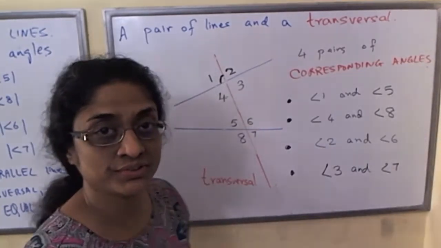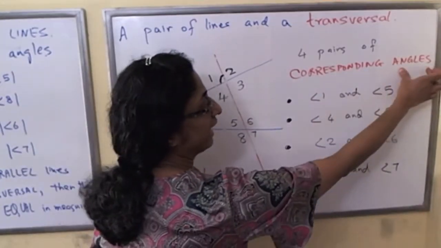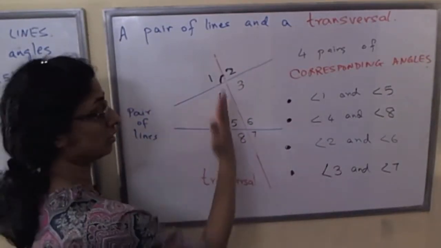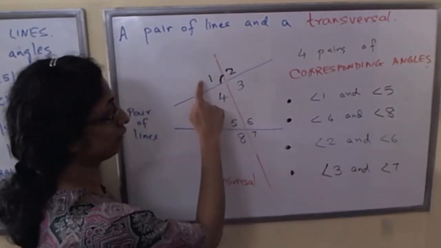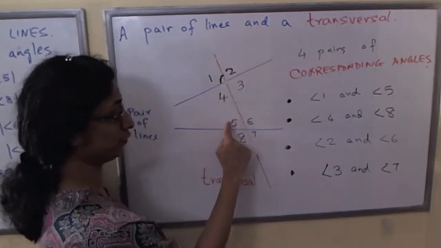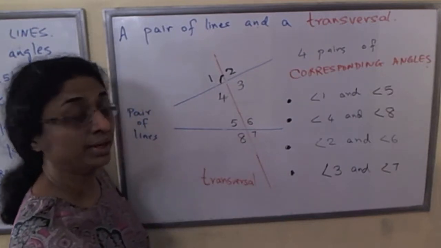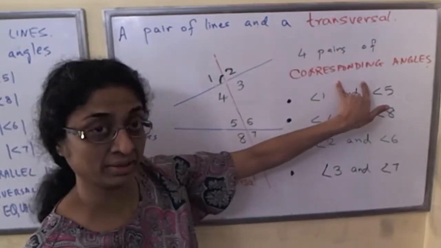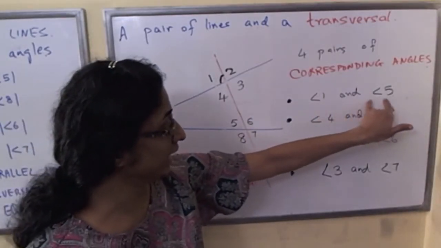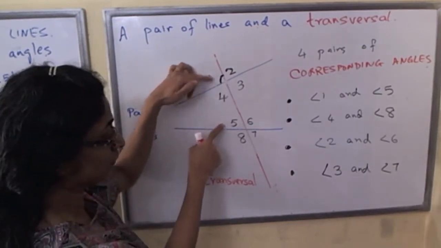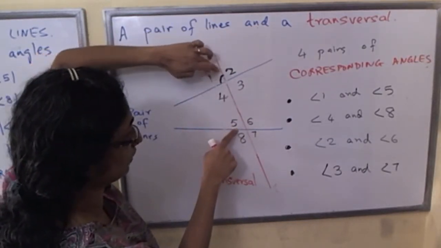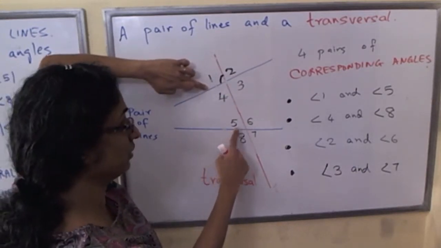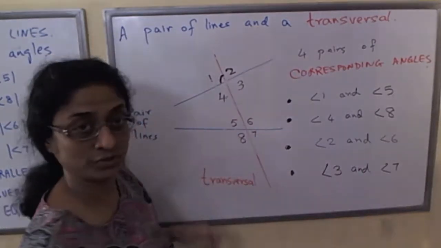Now let's discuss this term called corresponding angles. In such a situation, when a pair of lines are cut by a transversal and 4 angles are created here and 4 more angles are created here, we can talk about certain pairs of angles which we call corresponding angles. So let's look at angle 1 and angle 5. Focus on this angle and this angle. They are on the same side of the transversal. In this case, they are on the left side of the transversal.